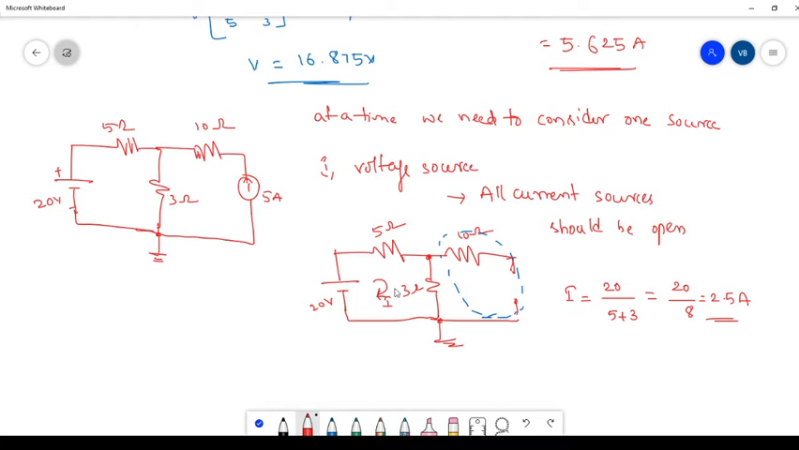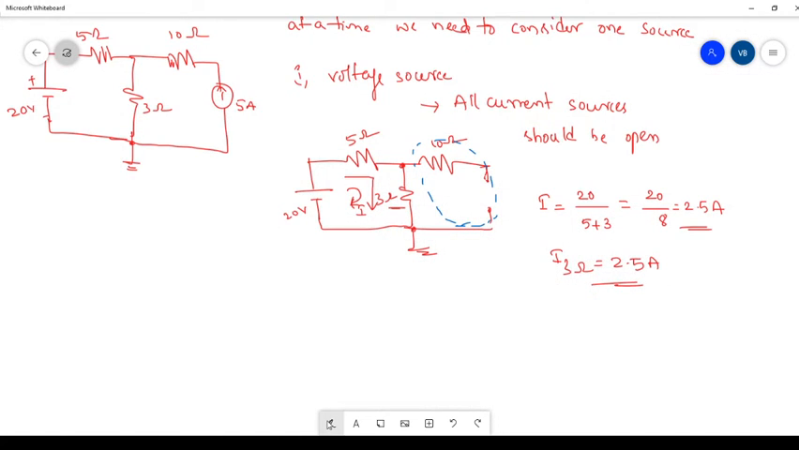But what do we need to calculate? Whatever the current in this particular loop, this I will pass through the 3 ohms resistor also. Let us take that current in the 3 ohms resistor, that will be the same as the total current in the network. So the current in the 3 ohms resistor is 2.5 amperes. So that was while considering the voltage source. Now while considering the current source.